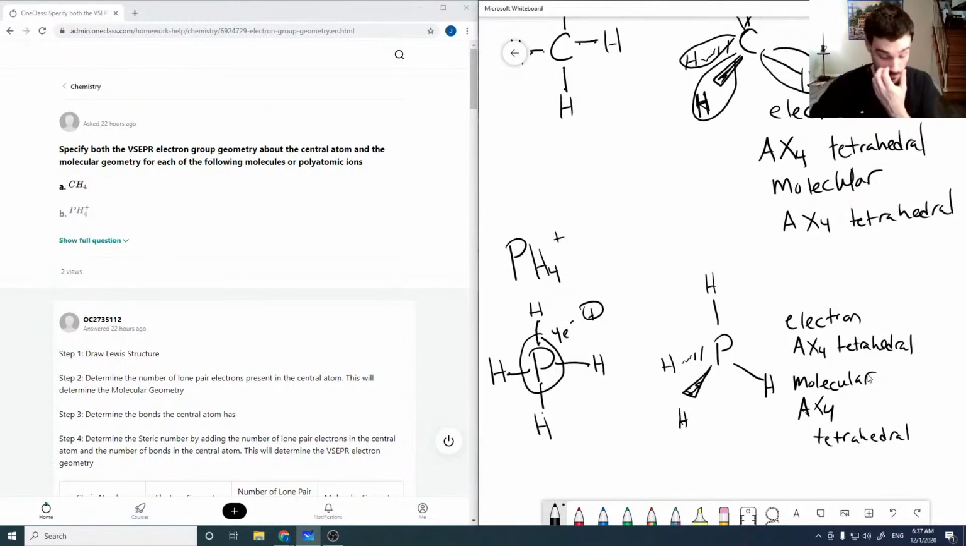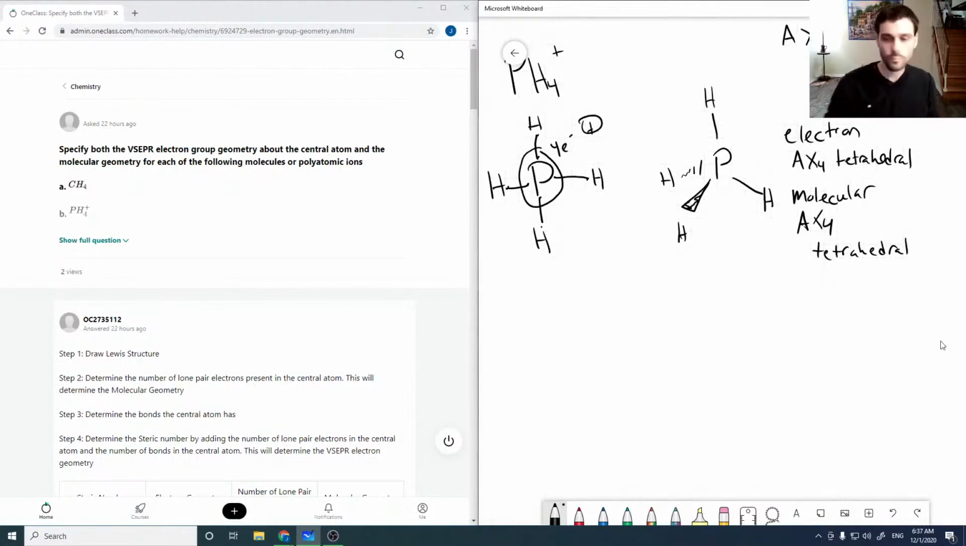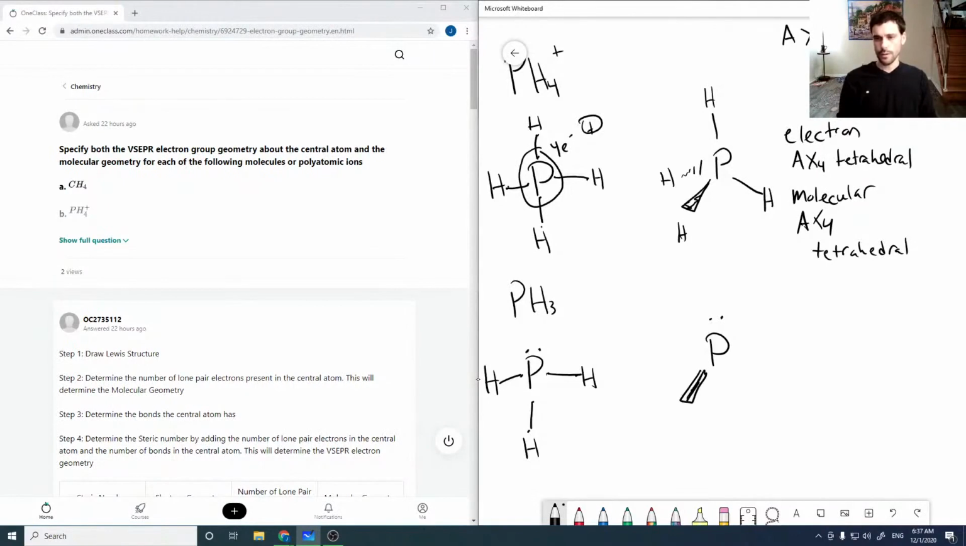Okay, so then the next one is PH3. Phosphorus has 5 valence electrons normally, without the positive charge. So there we go. And that bonds up nicely, so it looks good. And so our 3D structure is going to be something like this.